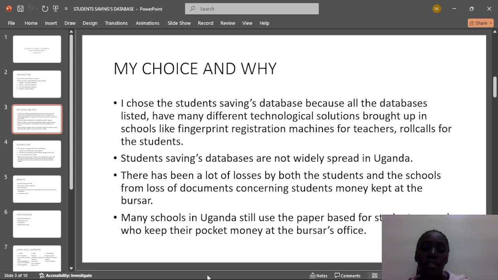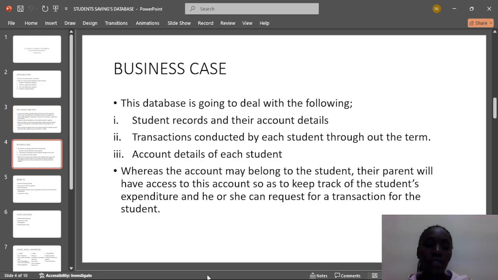Then the student saving database is not widely spread in Uganda, and there have been a lot of losses by both the students and the school, from the loss of documents concerning students' money kept at the bursars. Many schools in Uganda still use paper-based records for students who keep their pocket money at the bursar's office. This database is going to mainly deal with the student records and their account details.